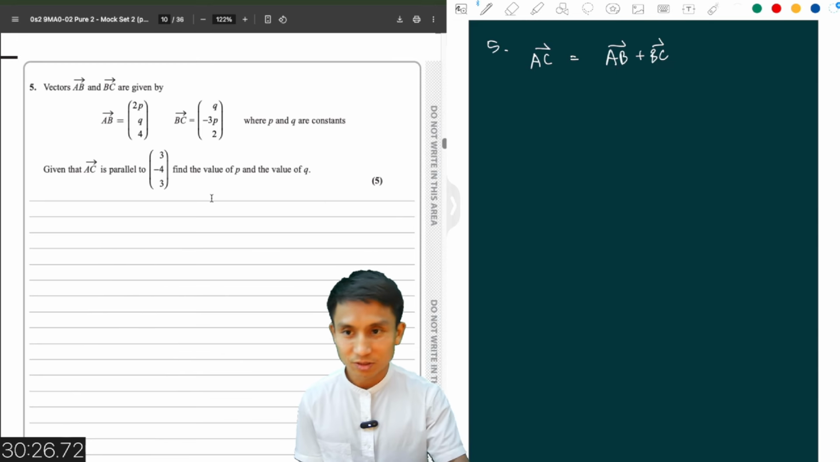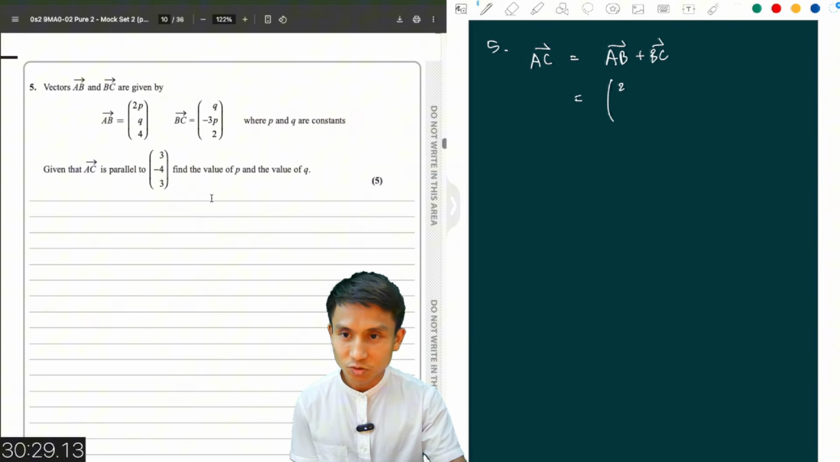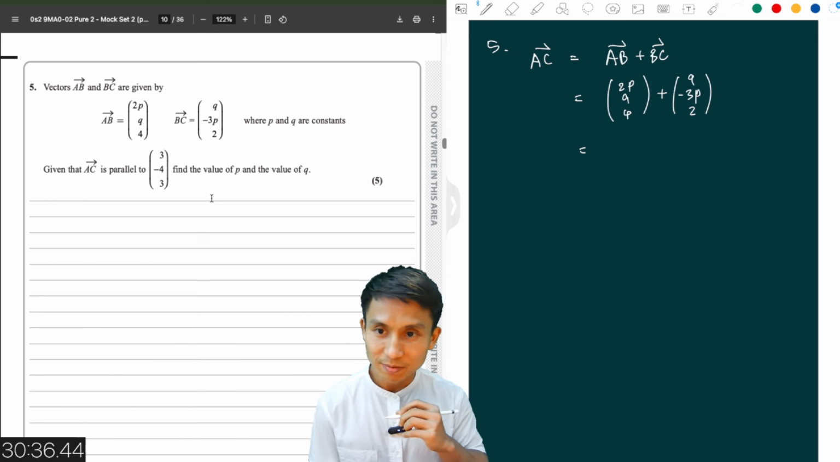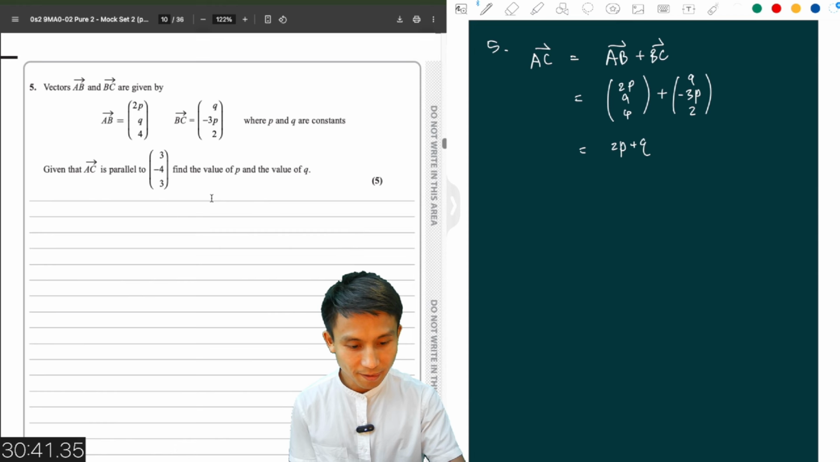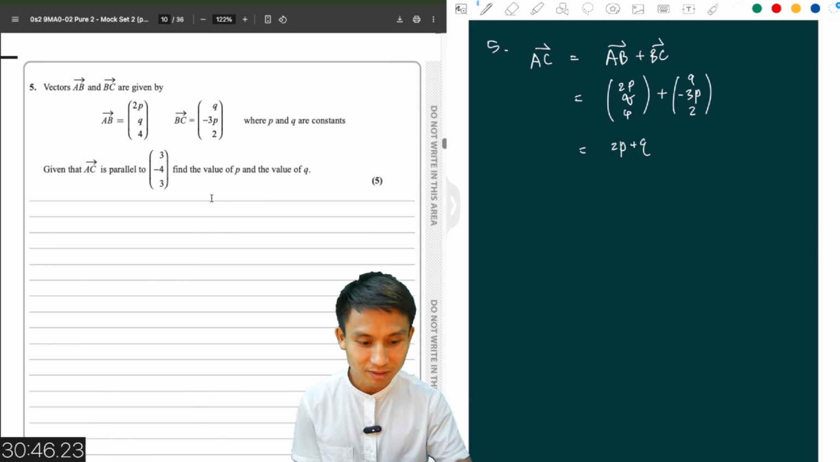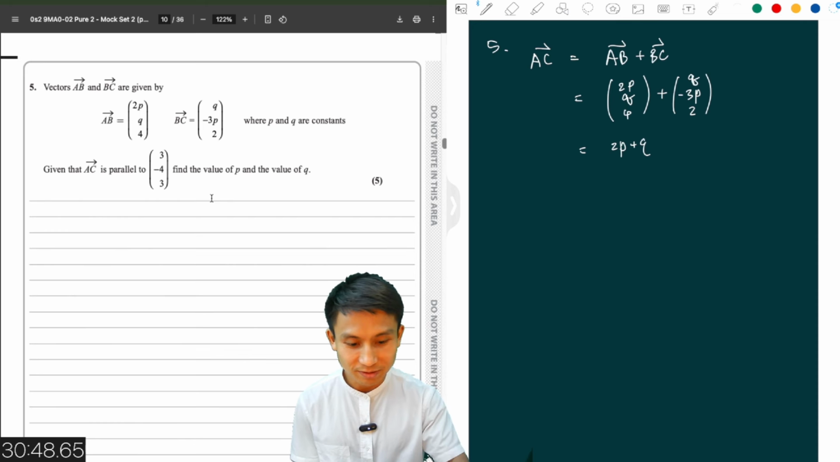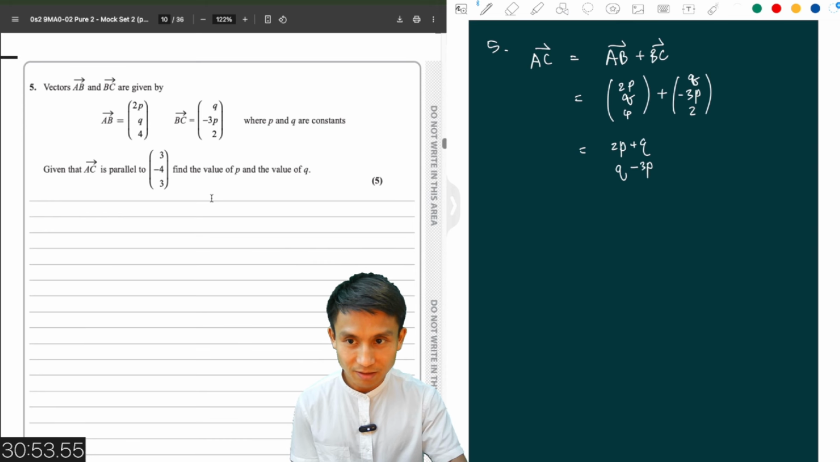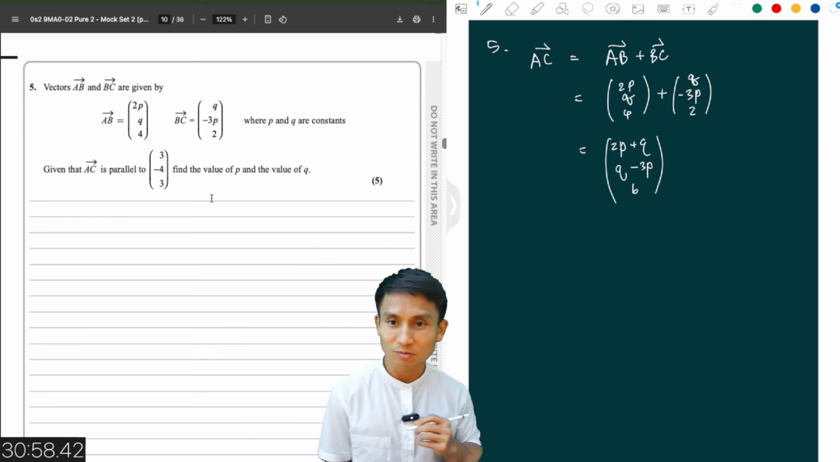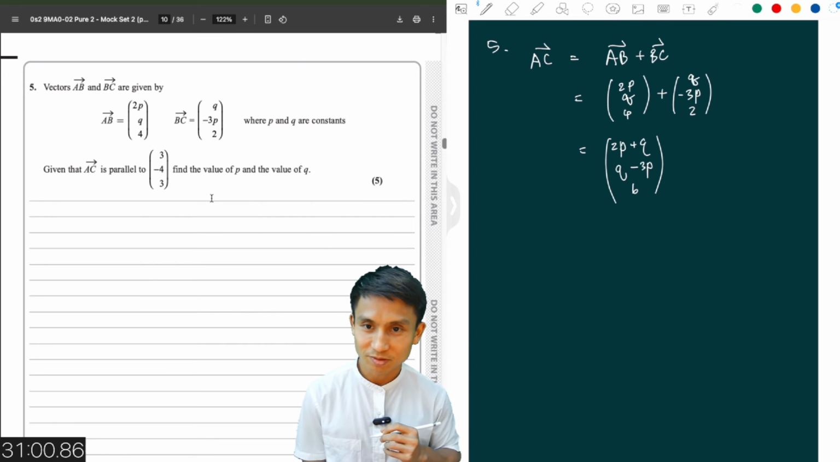Yeah? So this is 2P, Q, 4 plus Q minus 3P, 2. So 2P plus Q, we don't get anything, so it's just 2P plus Q. Oh, this is Q. I've got to be careful with my handwriting there, otherwise I'm going to fool myself. Okay, so this is Q minus 3P, and then 4 plus 2 is 6. So it's not a lot more simplified there, just some algebra.